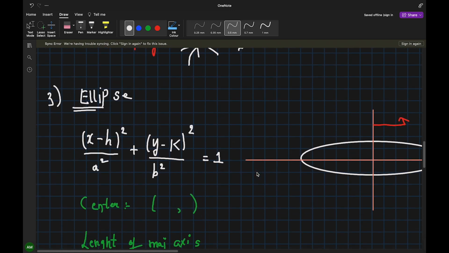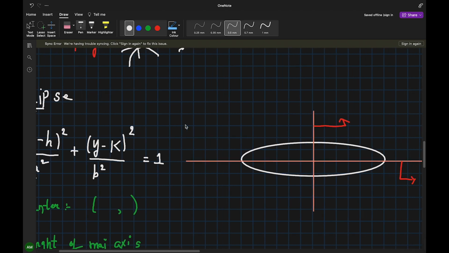Now, what is it? X minus h the whole square by a square, plus y minus k the whole square by b square is equal to 1. If a becomes b, what does it represent? It represents a circle. Clear? If a is equal to b, it becomes a circle.